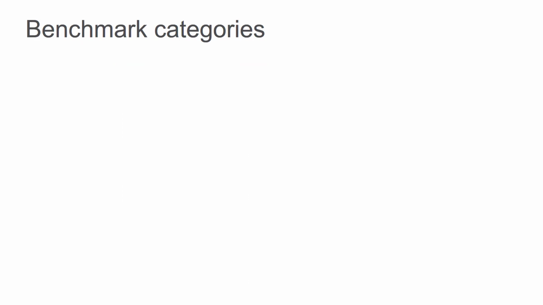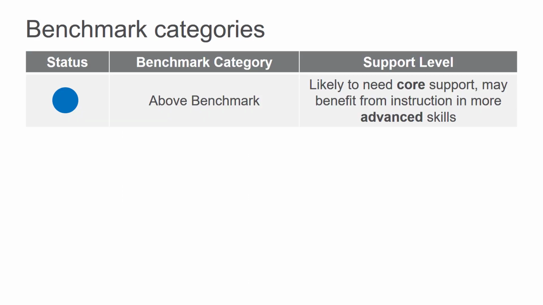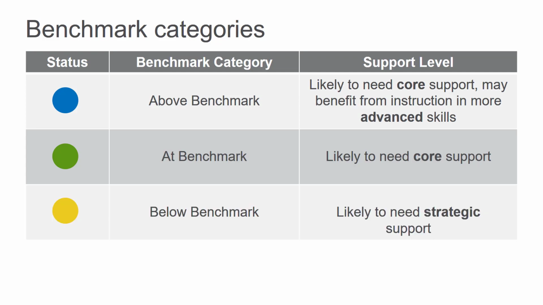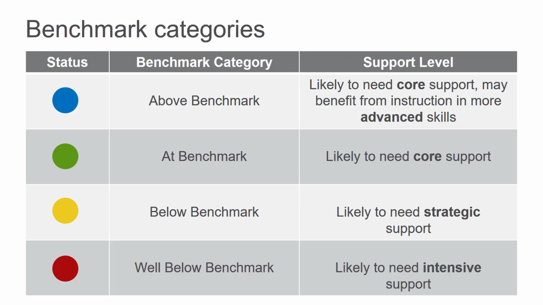Ms. Jacobs will also notice there are 3 things associated with benchmark categories: a status, a category name, and a support level. Students above benchmark are coded blue. Those at benchmark are coded green. Students below benchmark are coded yellow, and students well below benchmark are coded red. Notice that a support level also correlates with each color.